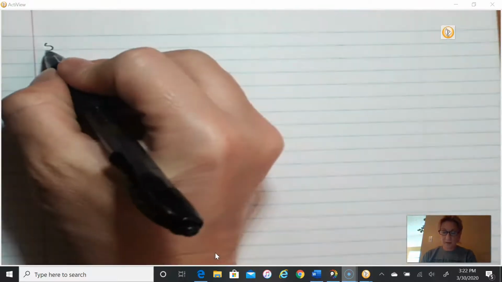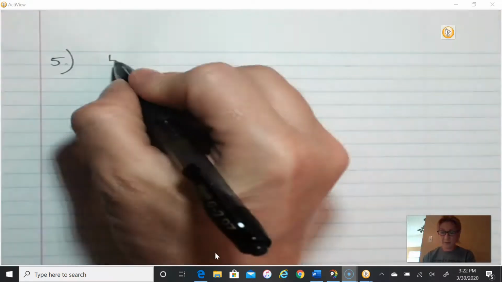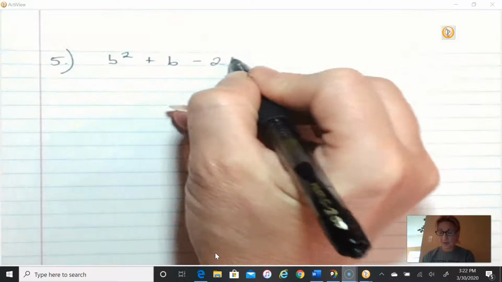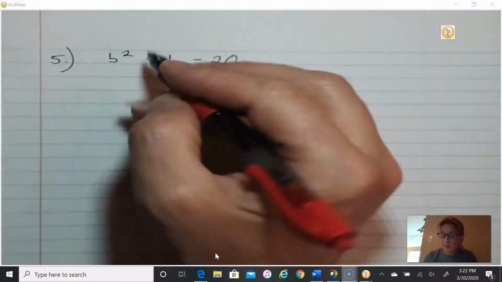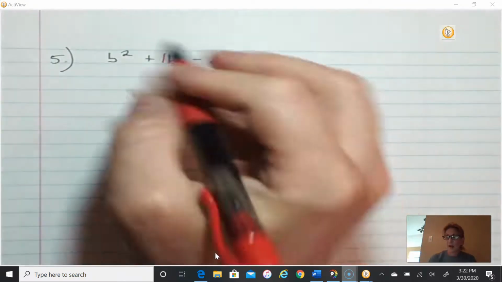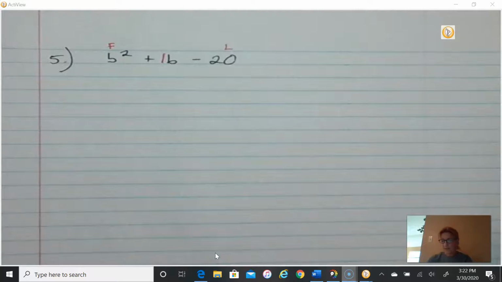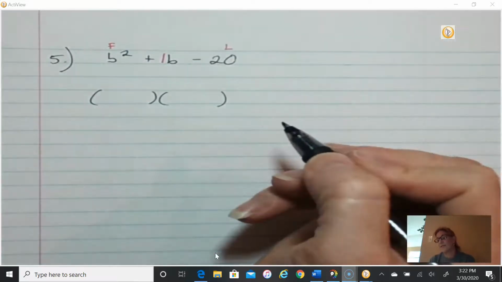Number 5. We have b squared plus b minus 20. Now, if we do not have a number here, what do we pretend is there? A 1. All right, so here's my first term. There's my last one. Go ahead and write your parentheses.